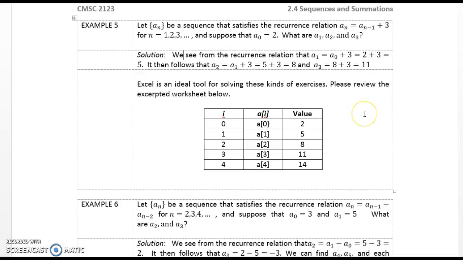We see from the recurrence relation that A sub 1 is equal to A sub 0 plus 3, which is 2 plus 3, equal to 5. It follows then that A sub 2 is equal to A sub 1 plus 3, which is 5 plus 3, equal to 8, and A sub 3 is 8 plus 3, equal to 11.